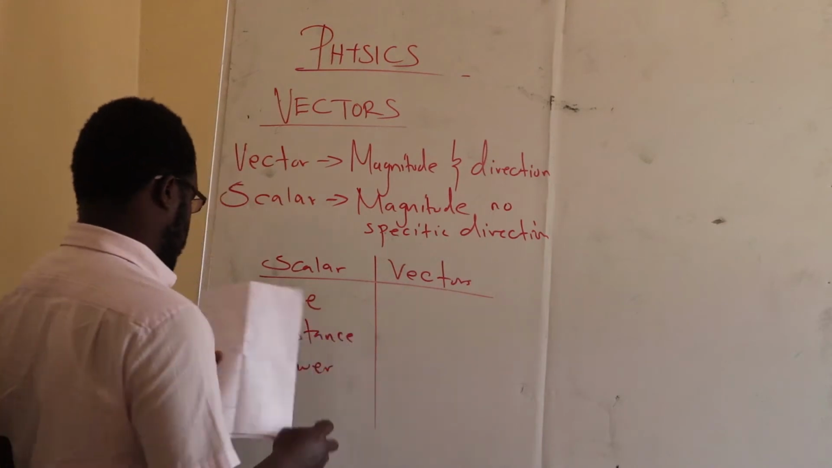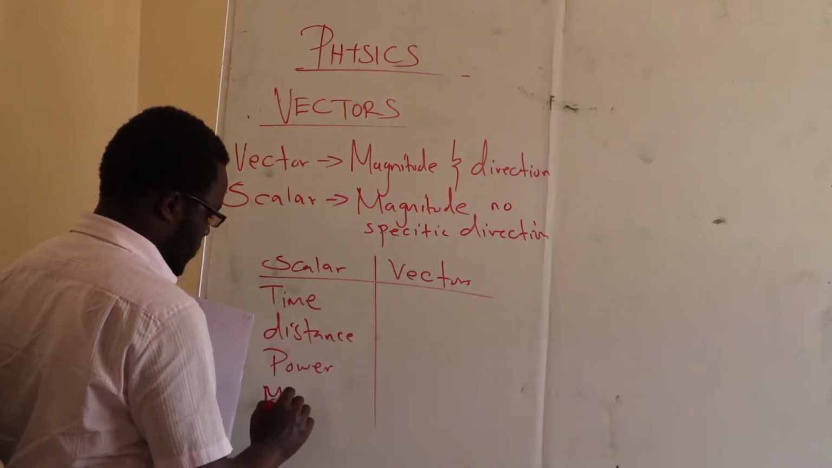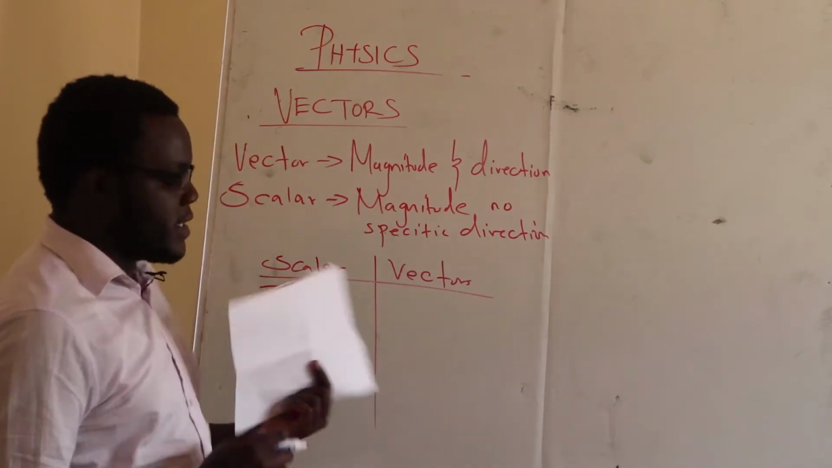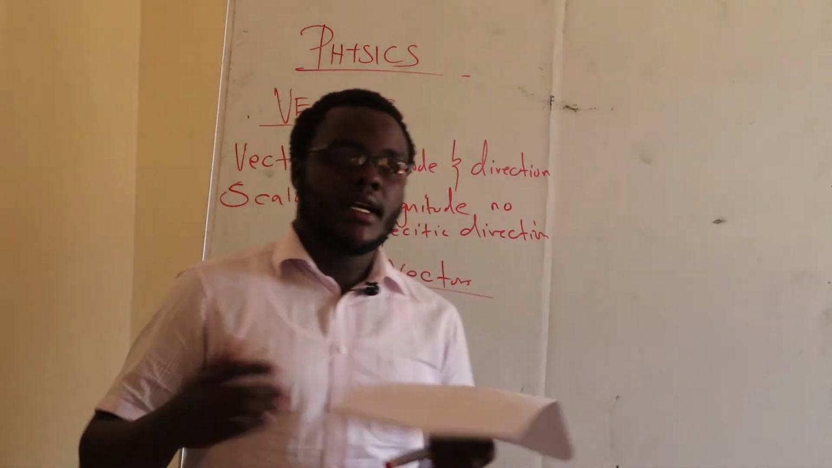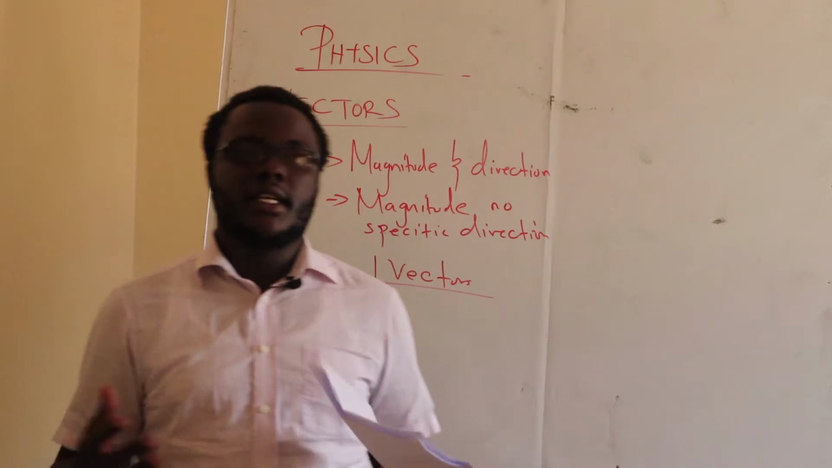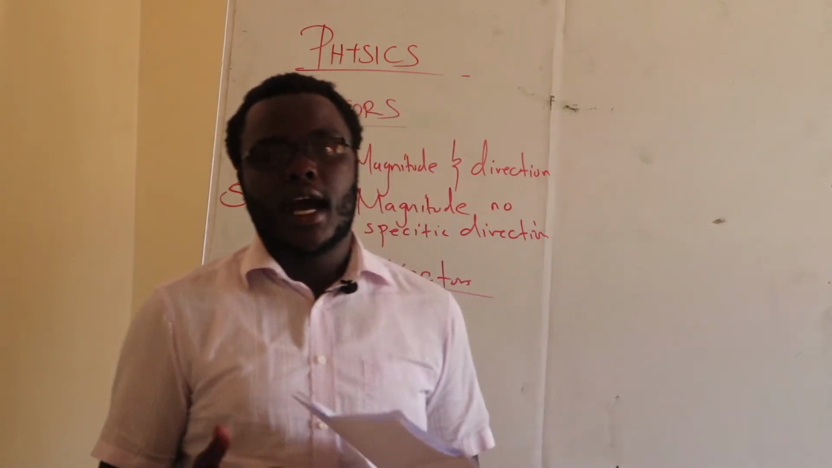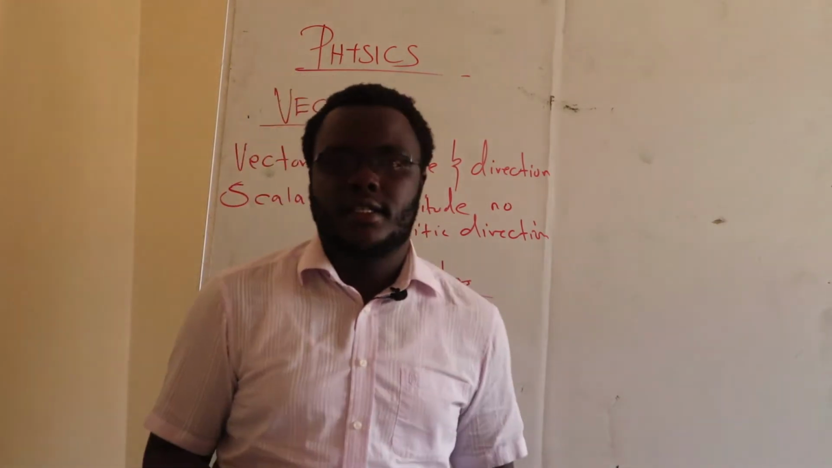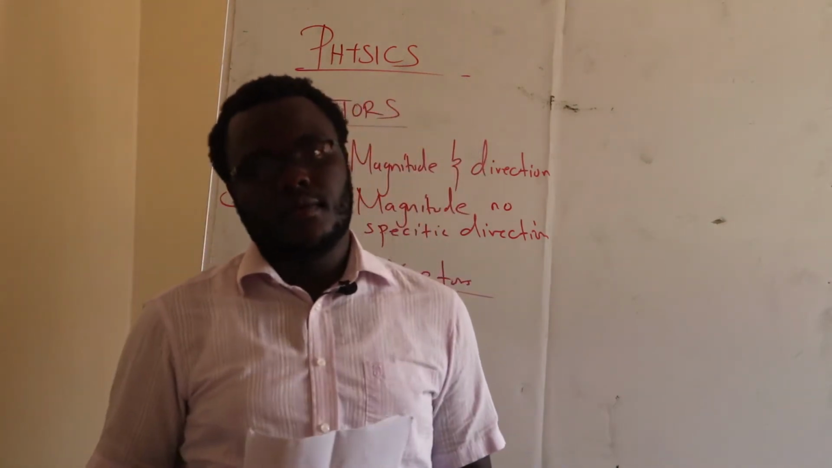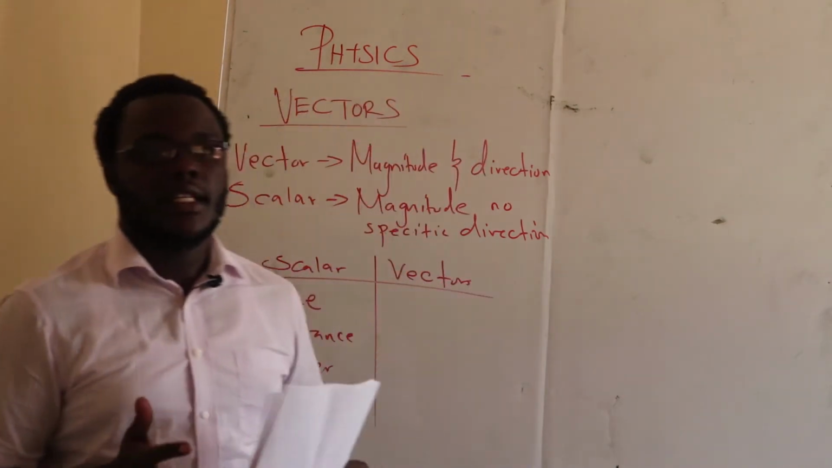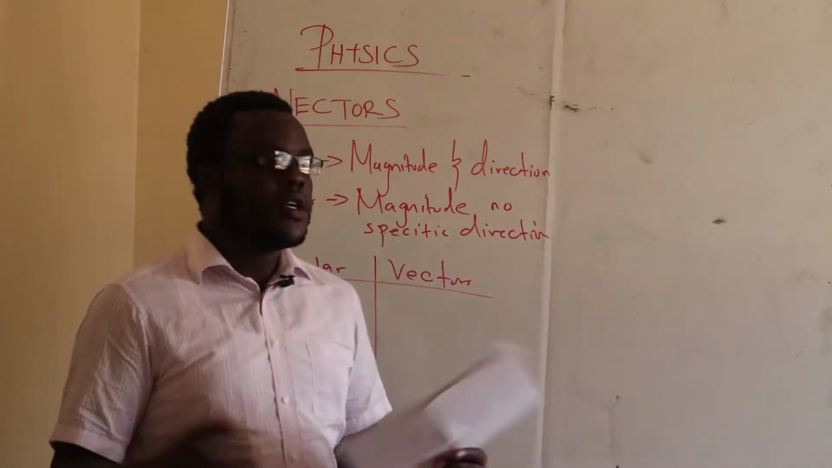Next, we have mass. Mass is the amount of matter that is contained in a substance. The mass that you have in your body, the mass that any object has, cannot be given a direction, but you can just quantify it, in terms of kgs or pounds.